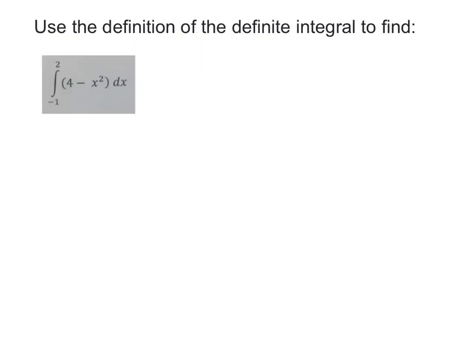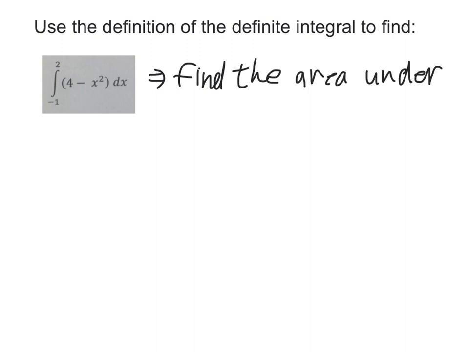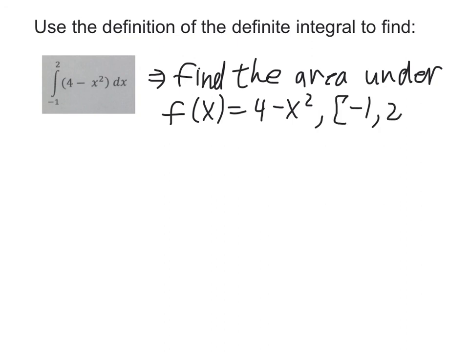Let's go ahead and use the definition of the definite integral to calculate this value. The definite integral from -1 to 2 of 4 minus x squared. Okay. Now, that we can actually think of as find the area under the function 4 minus x squared over the interval from -1 to 2.